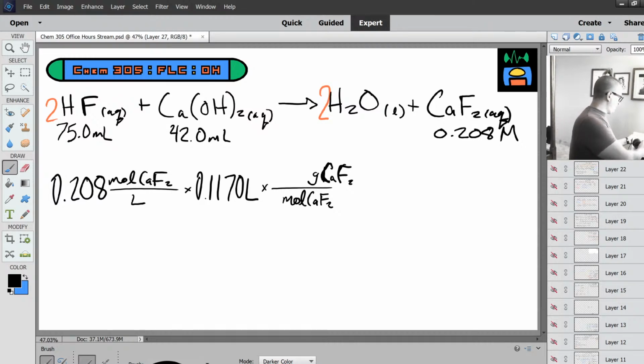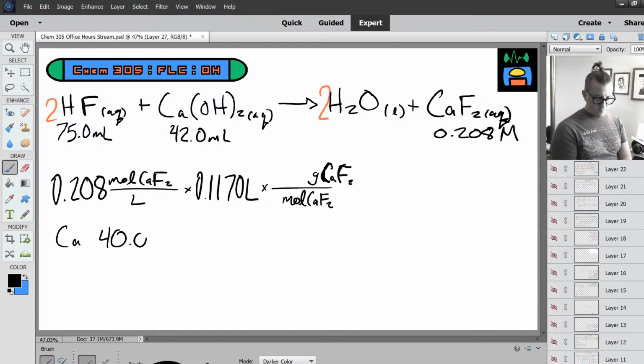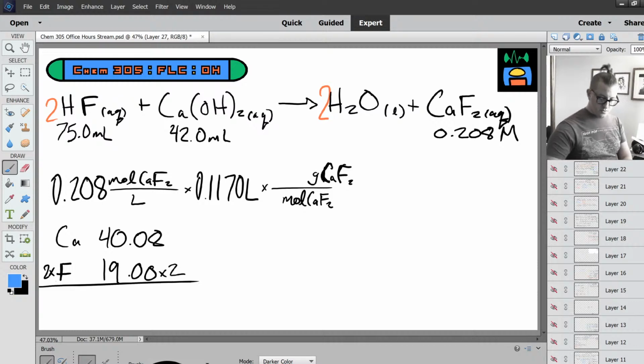Now, calcium, what, 40 point something. We were using it earlier. Yeah, 40.08. Fluorine, I think it's 19 on the nose. Yep. 19.00. And we have two of them here, so we got to multiply by 2. So 19 times 2 plus 40.08 comes out to be 78.08 grams in 1 mole.